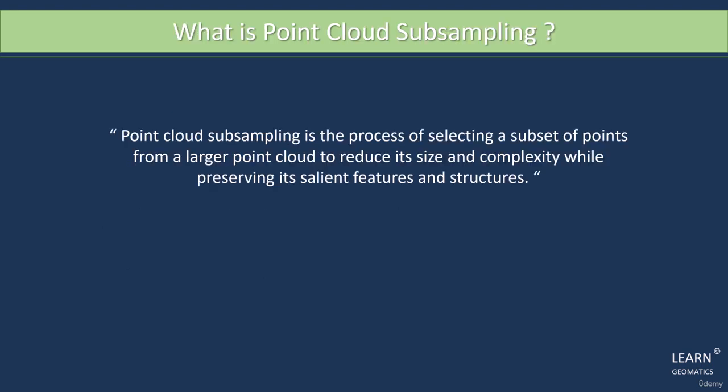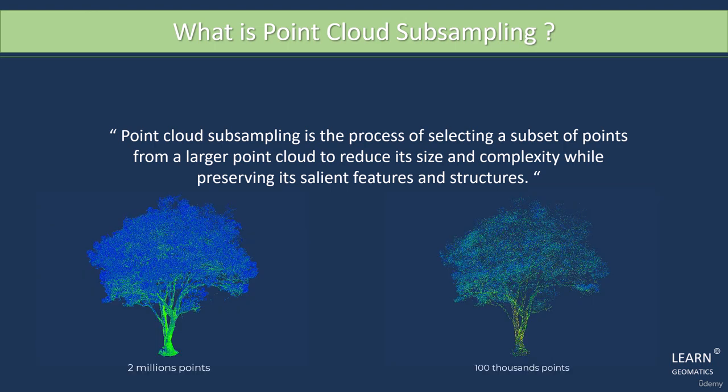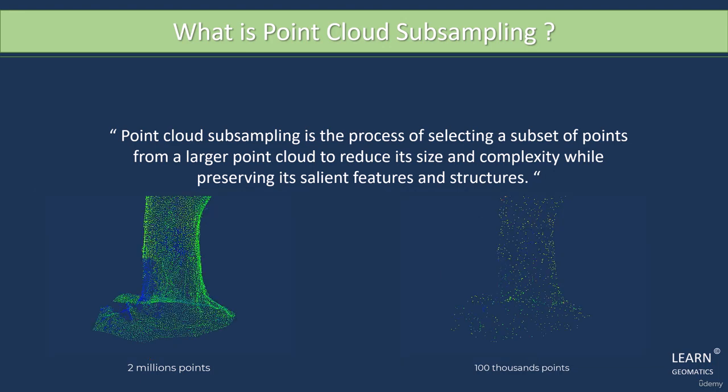Point clouds can be very large and dense, with millions or billions of points, which can pose challenges for processing, analysis, and visualization. This is where point cloud subsampling comes in. Point cloud subsampling is the process of reducing the number of points in a point cloud while preserving certain properties or characteristics, such as distribution, density, and structure.